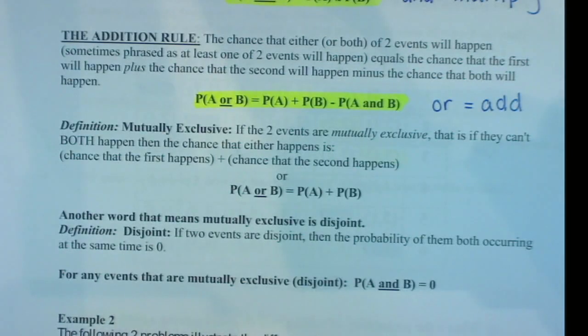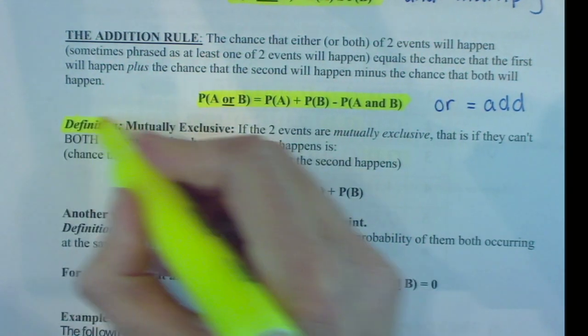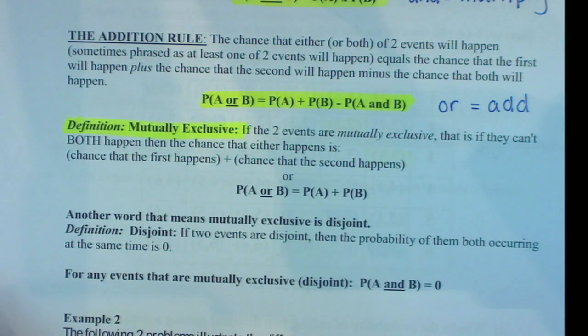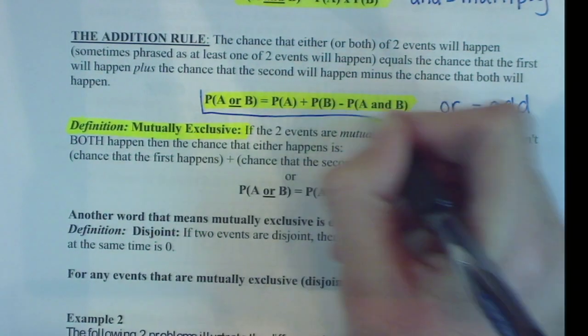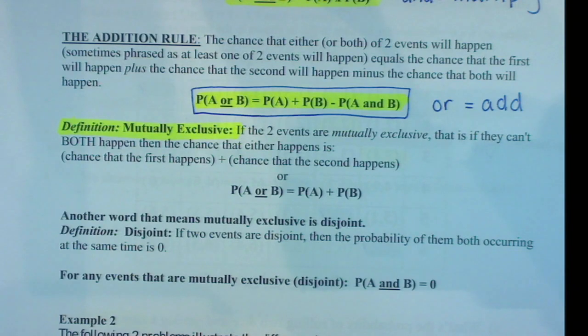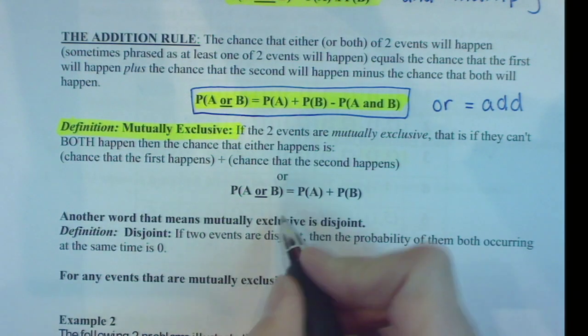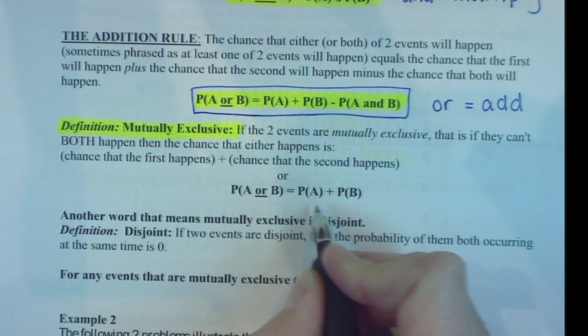So first of all, our next definition is mutually exclusive. So here's my addition rule. And I need to think about, are the events mutually exclusive? Mutually exclusive means the two events cannot happen at the same time. It's impossible.